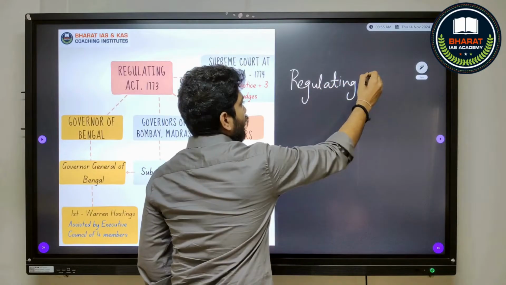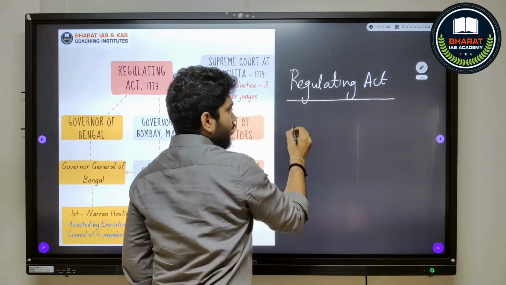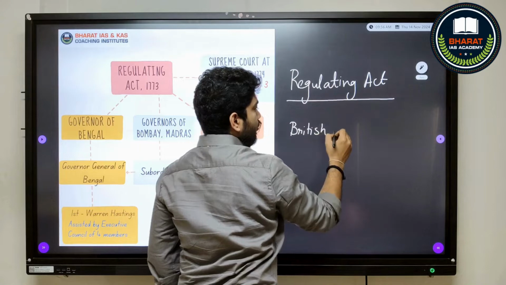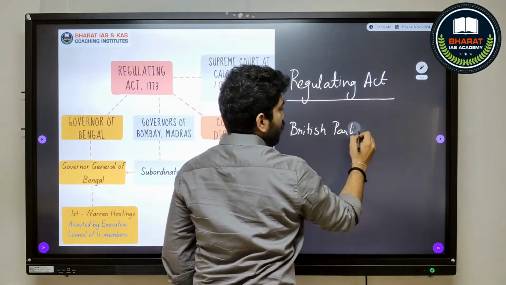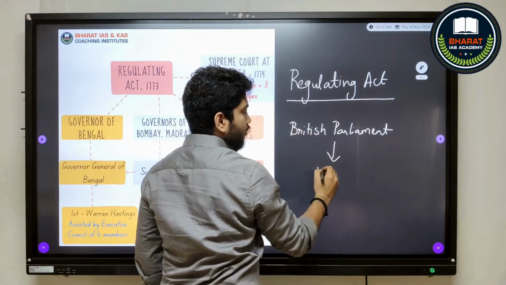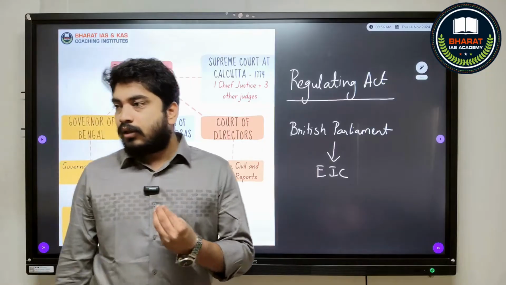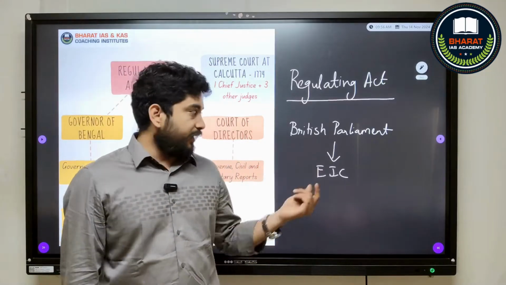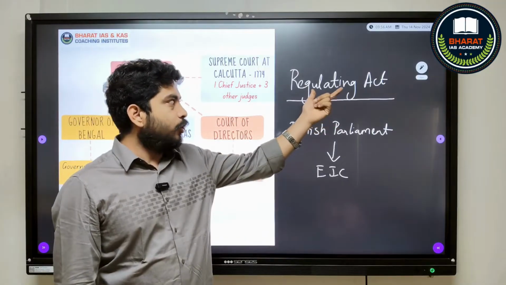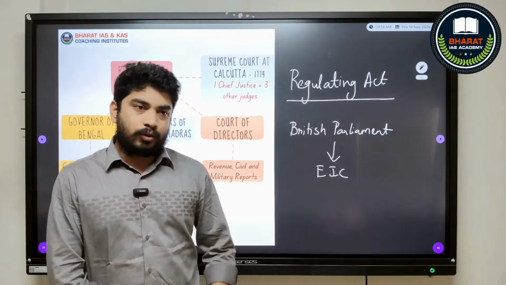Very good. So here the British Parliament is regulating the East India Company. So now the question is, what is the requirement of this company to be regulated? Why did the British Parliament feel that it should bring an act called the Regulating Act and regulate this company? What was the reason to regulate it?